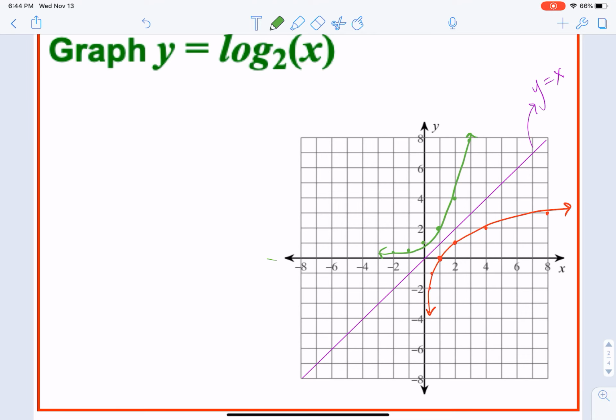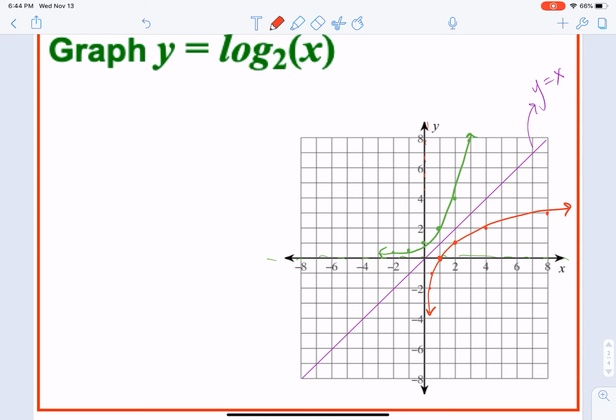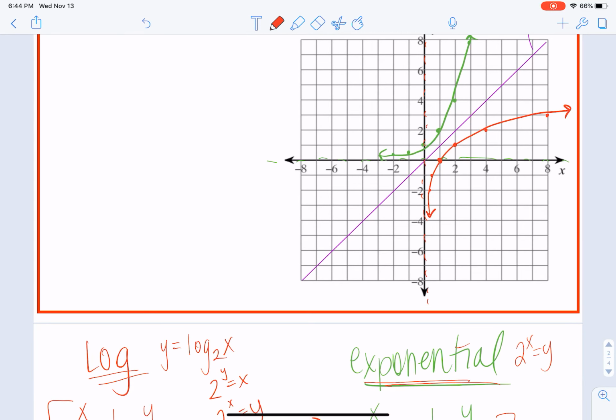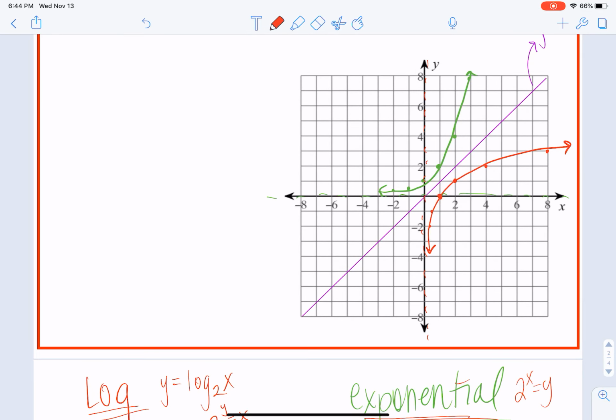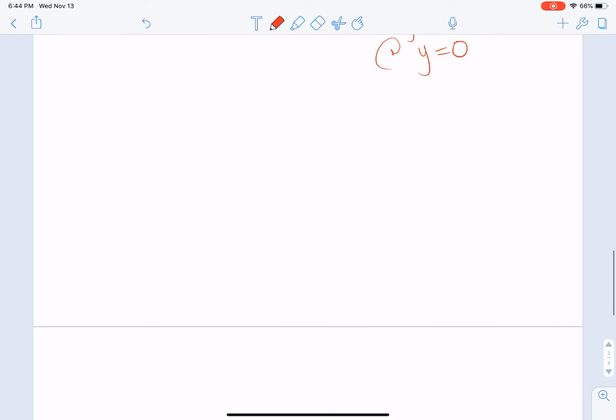My exponential function has an asymptote at y equals 0. Similarly, my logarithmic function has an asymptote when x is equal to 0. So we can really see the similarities and the differences between these logarithmic functions and these exponential functions.